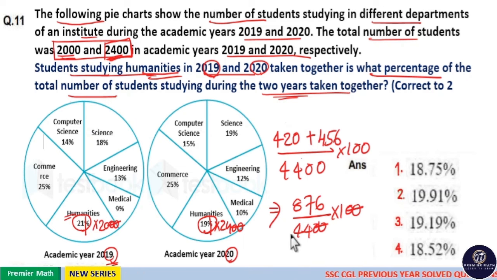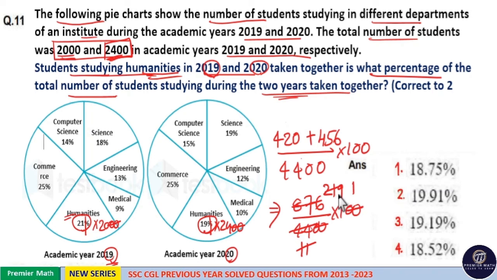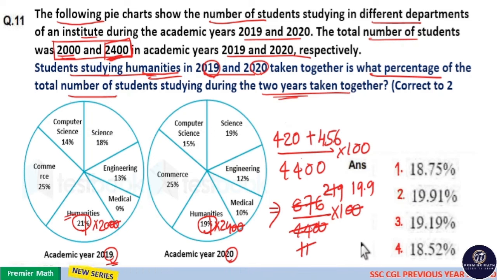0000 cancel, 4 goes 11 times in 44, 4 goes 2 times in 8, 4 goes 1 time in 7, 4 goes 9 times in 36. Now 11 goes 1 time in 21, remaining 10. So 11 goes 9 times in 109, again 11 goes 9 times in 100. So 19.9, option 2 is your answer.